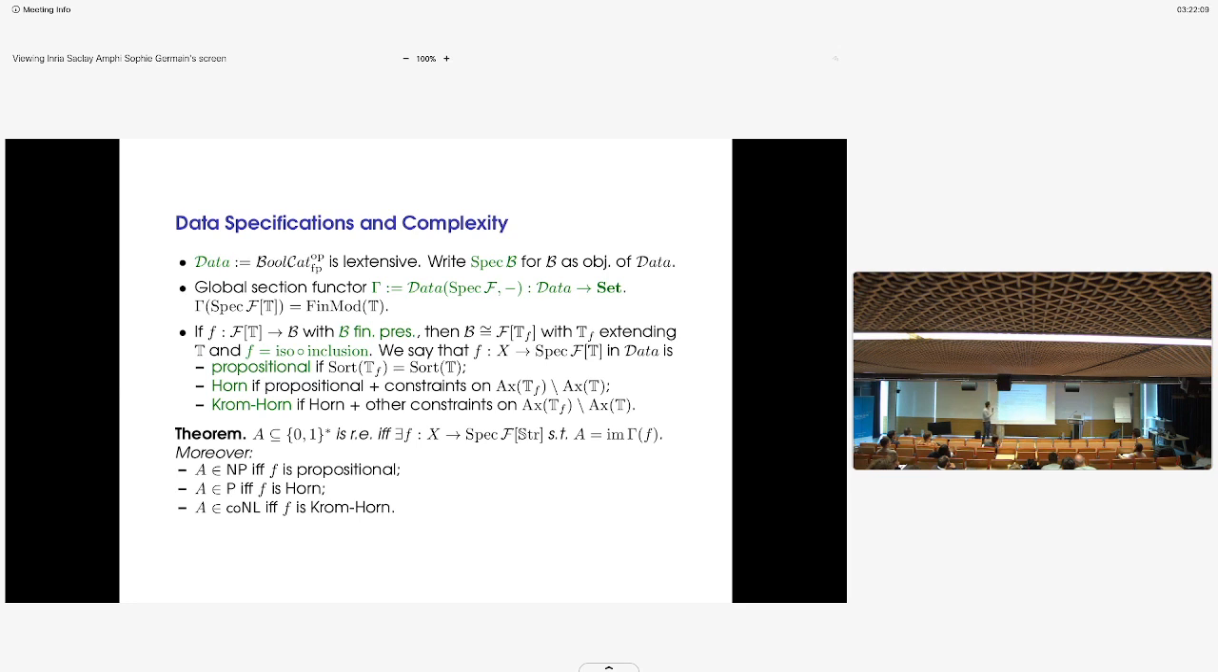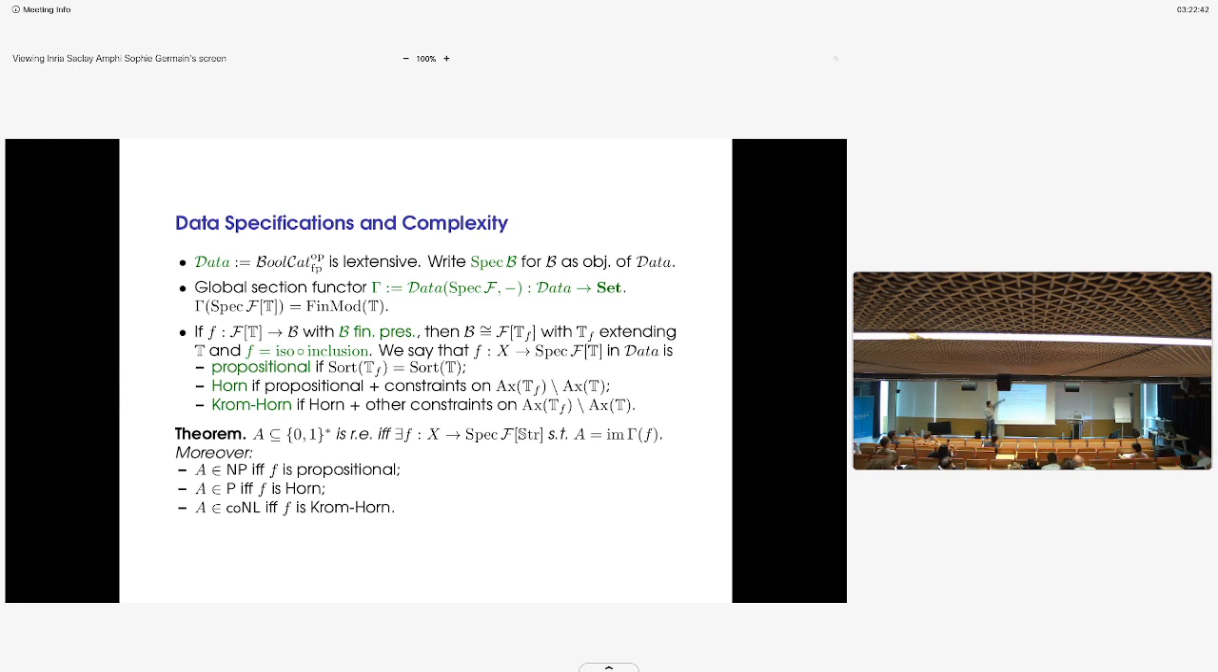And we have a functor that I'm going to call the global section functor, from Data to Set, that just takes a data specification, so something like this, and returns the set of its points, meaning the set of morphisms from Spec of F. Remember, F is the initial object of this category, and therefore it becomes the terminal object here. So it's just the set of maps from the terminal object to Spec of B.